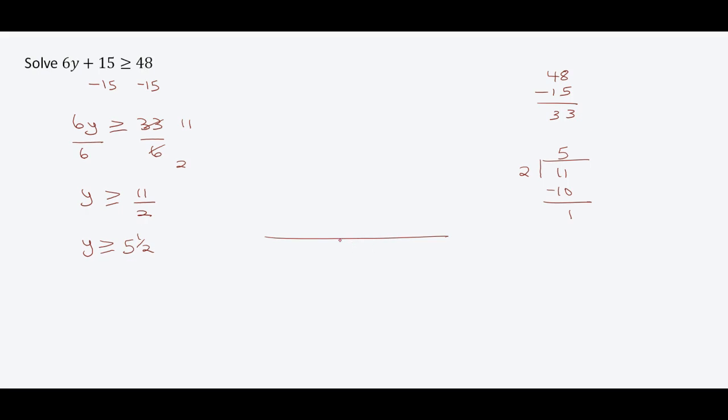Here's our number line. 0. This is 5.5. So greater than or equal to. So we have a closed circle. Greater than or equal to 5.5.